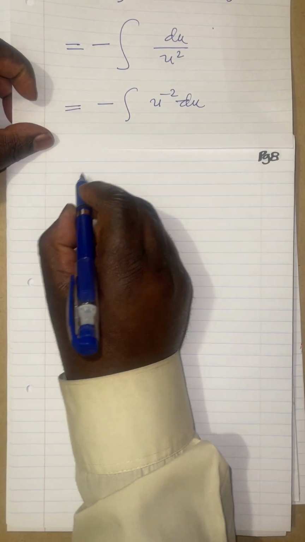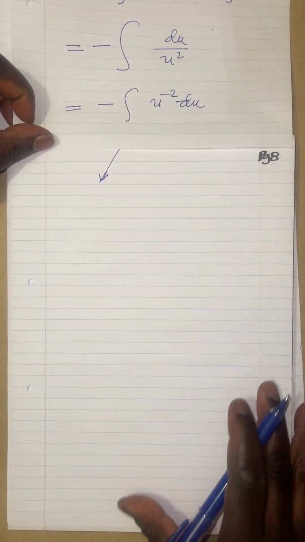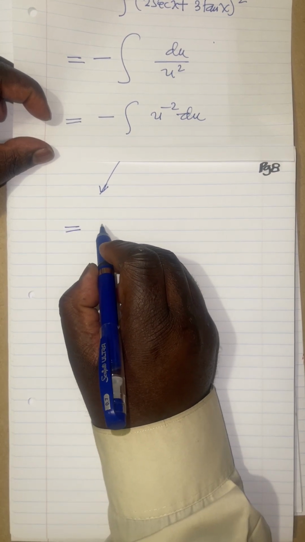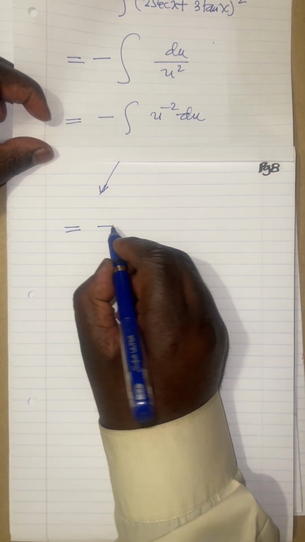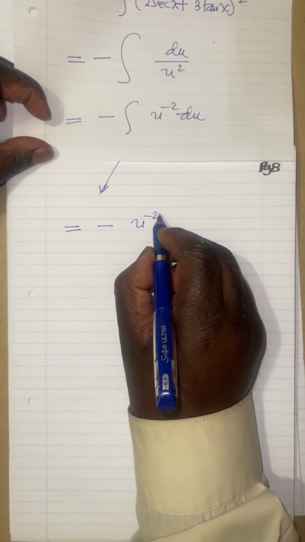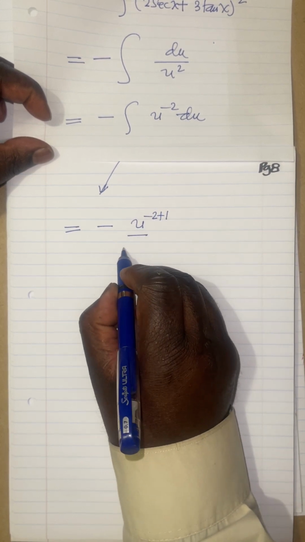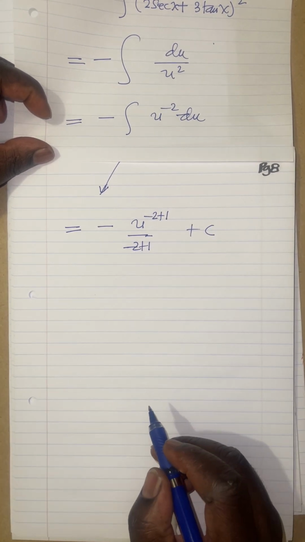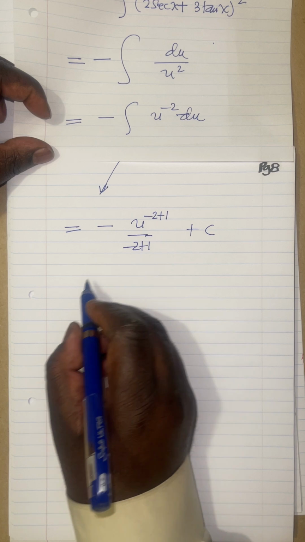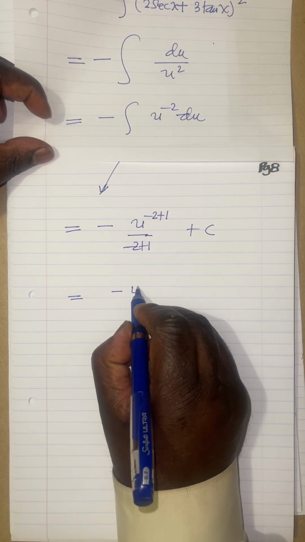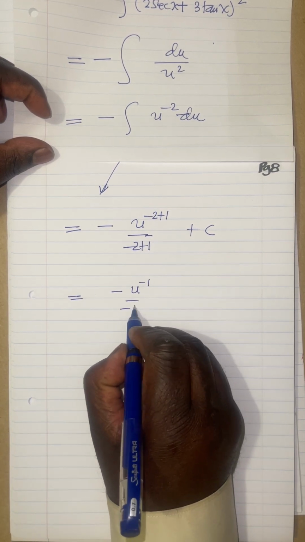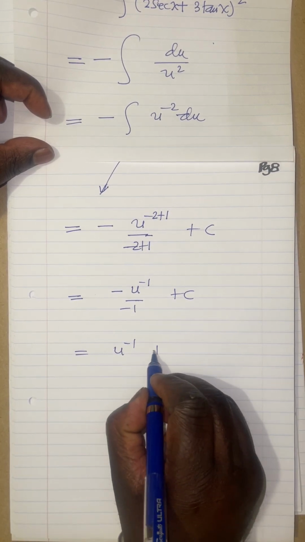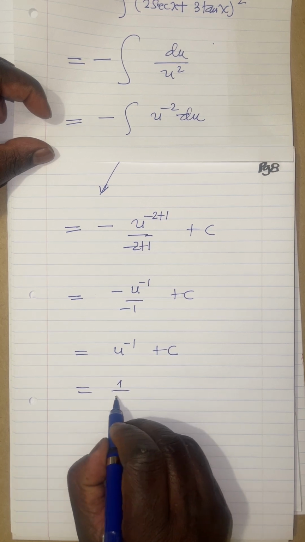Basically what I'm saying now is, hopefully you can see what I'm writing. Oh yeah, you can. So now that integral is just equal to minus, and we have u to the power minus 2, I add 1, and I check that result, minus 2 plus 1, I divide. And I must say plus c because we're dealing with an indefinite integral here. Simplifying this, we have minus u to the power minus 1 all over minus 1 plus c. The minuses cancel, so I have u to the power minus 1 plus c, which basically is 1 over u plus c.